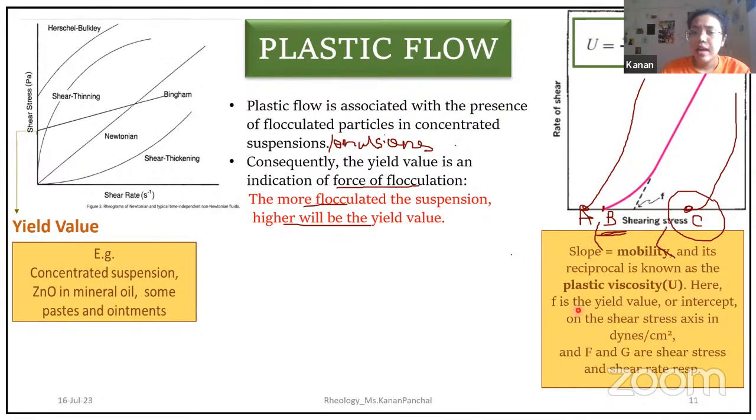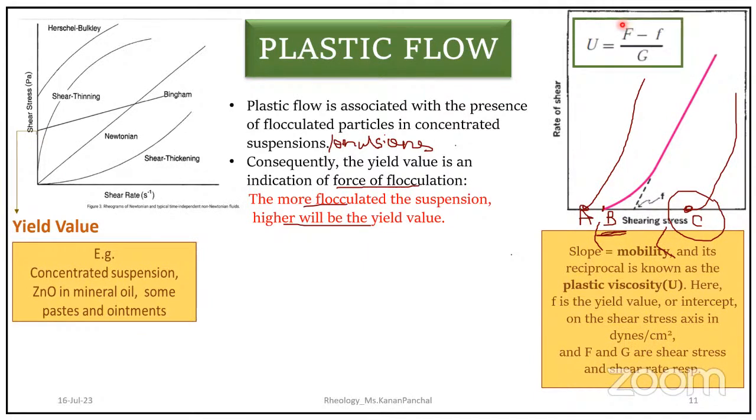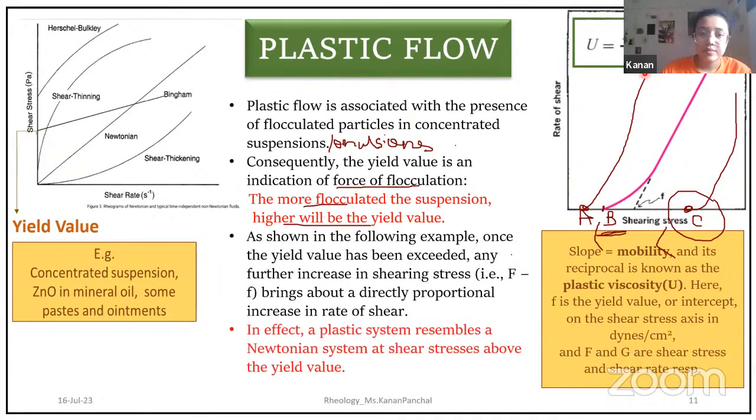And here the F, small f, is the yield value or the intercept on the shear stress axis here. Okay. And F and G toh pata hai. F is what? Shear stress or shear rate? Shear stress. And G is shear rate. Fine.